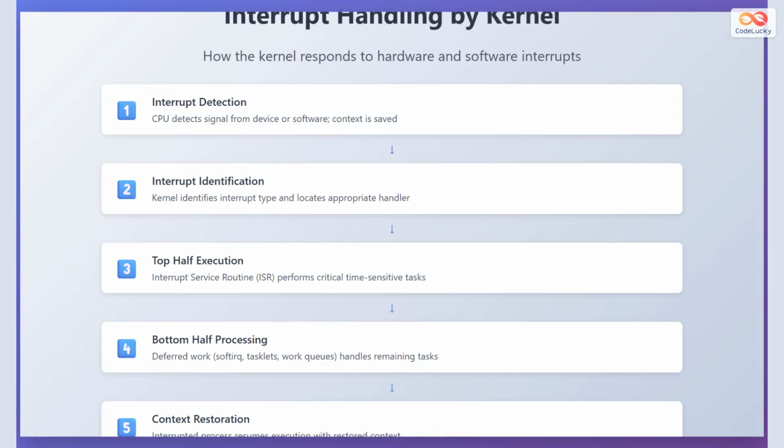When something needs immediate attention, like a keyboard press or disk activity, the system sends an interrupt to the kernel. First, the CPU detects this signal and saves its current work. Second, the kernel identifies the type of interrupt. Third, the top half of the interrupt handler executes critical time-sensitive tasks immediately. Fourth, less urgent work is saved for later processing in what is called the bottom half. Finally, the interrupted process resumes where it left off. This process happens thousands of times per second.